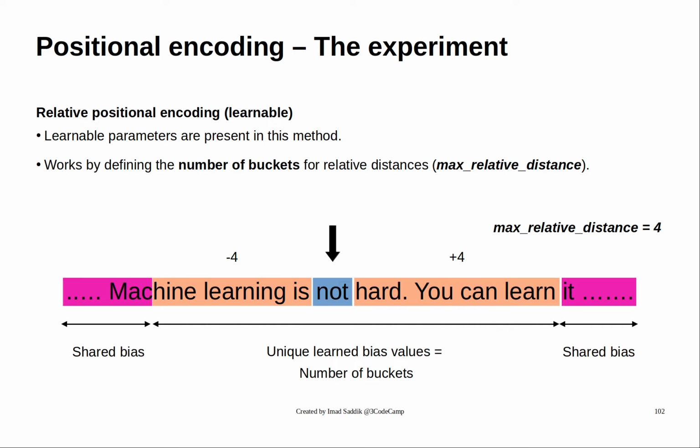Now, what do we do with the tokens that are outside this range? These ones will have shared biases. What bias do we take? Let's take the tokens that are on the left. These ones will use the first value from the unique learned bias values. And the ones that are on the far right will use the last value from this range. This way, the model does not learn absolute positions, but learns how far apart two tokens are.